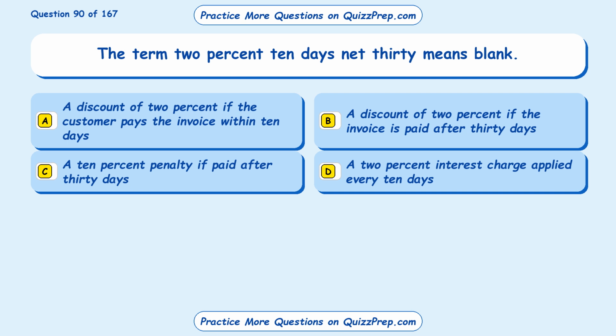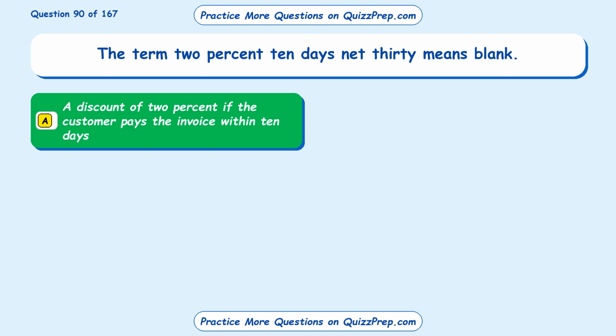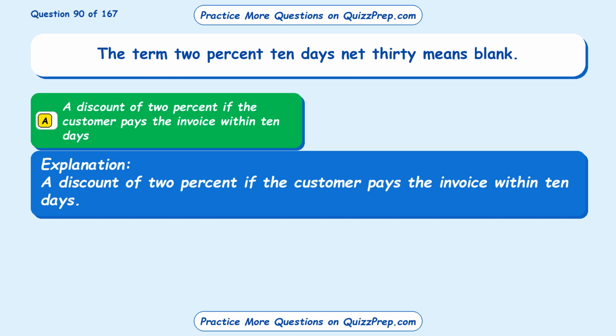Option A, a discount of 2% if the customer pays the invoice within 10 days. Option B, a discount of 2% if the invoice is paid after 30 days. Option C, a 10% penalty if paid after 30 days. Option D, a 2% interest charge applied every 10 days. The correct answer is option A, a discount of 2% if the customer pays the invoice within 10 days.